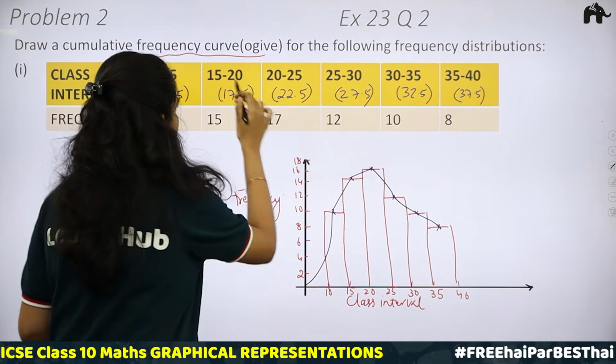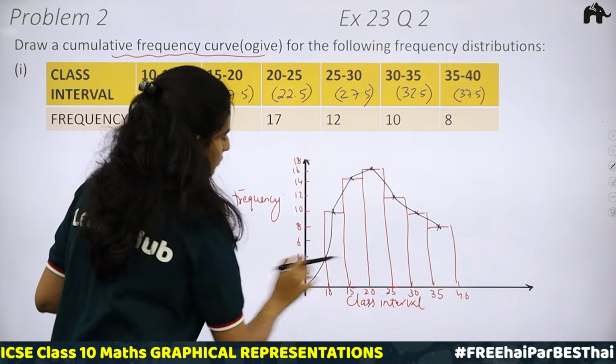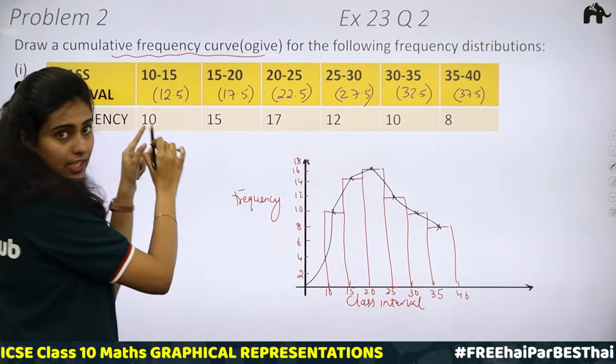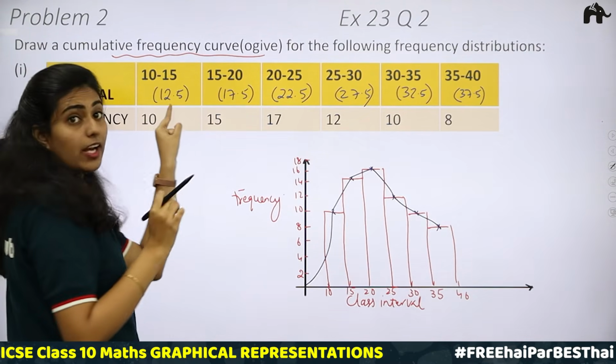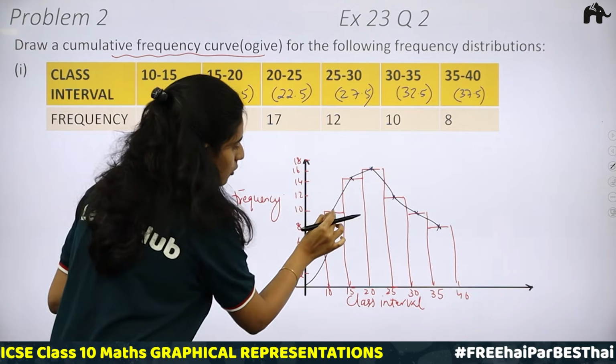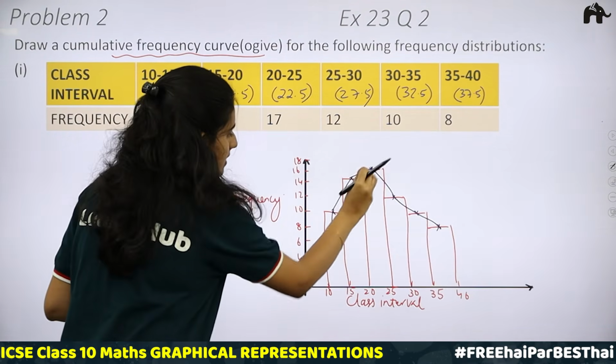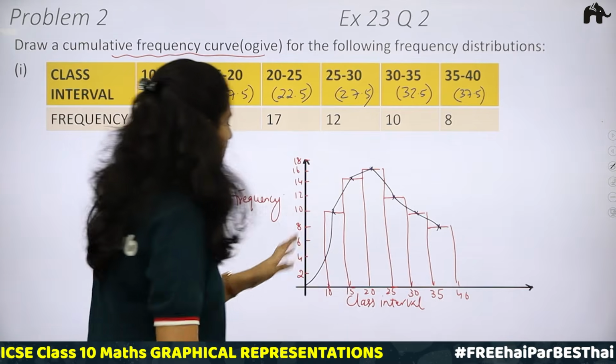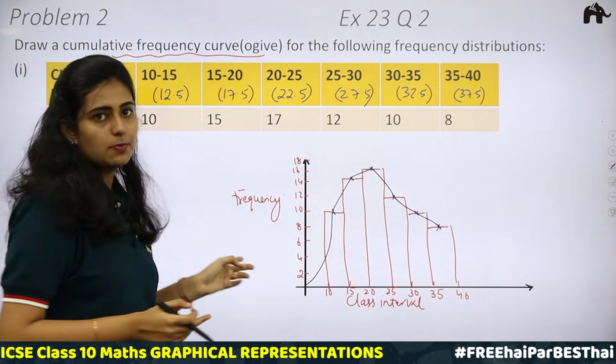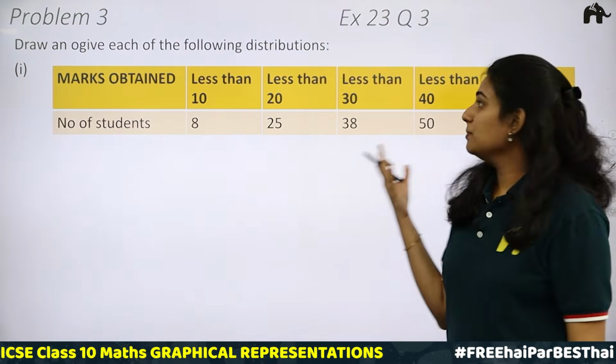Just plot the points. That is, for the interval 10 to 15, you're having a frequency 10. So find where 10 lies and where 12.5 lies. Mark the point. Here you will be getting the point. For every interval, mark these points and join them to get the freehand curve. Understood this problem? Okay.